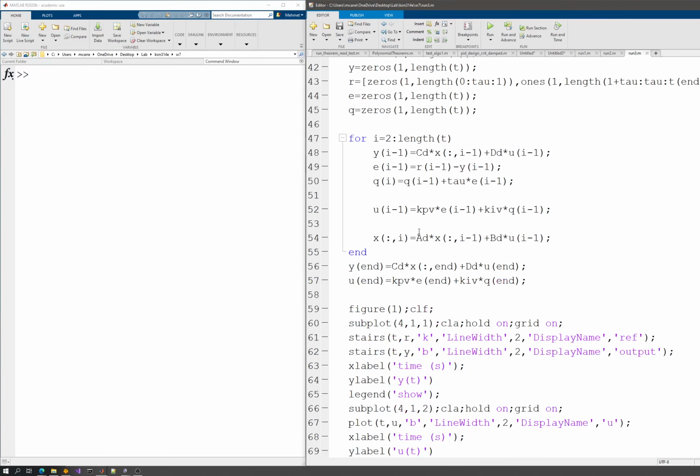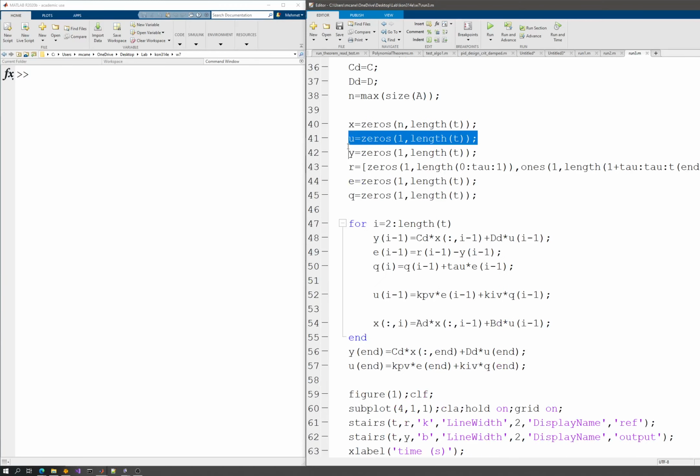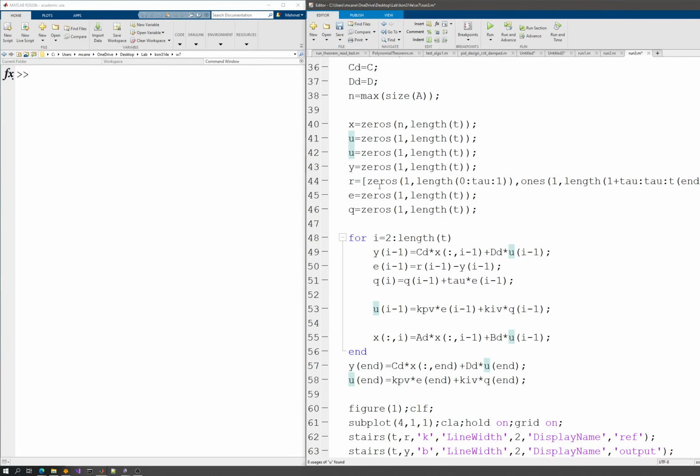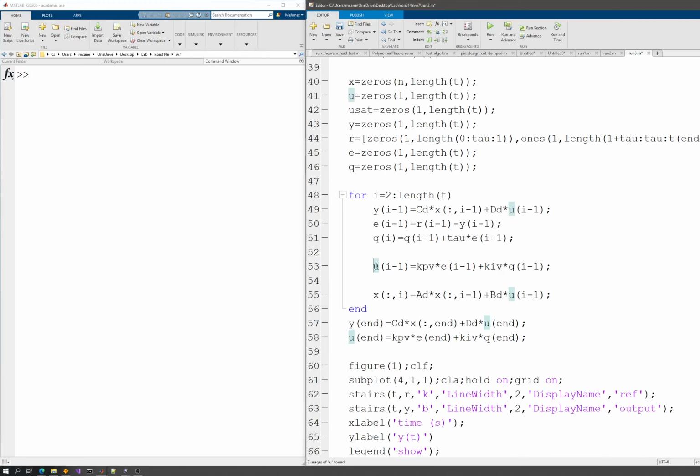Now how can I do that? Well, basically I will use another vector of the same kind, but this time I will have U and U set. So this is the output of the saturation element, and this is the input of the saturation element.